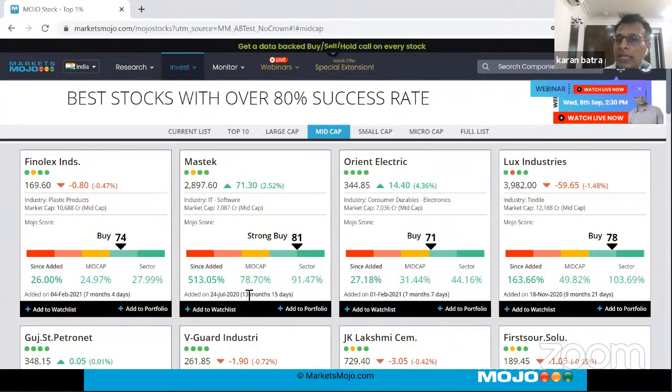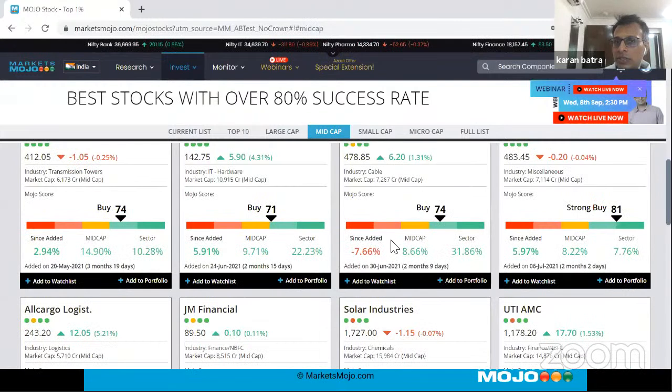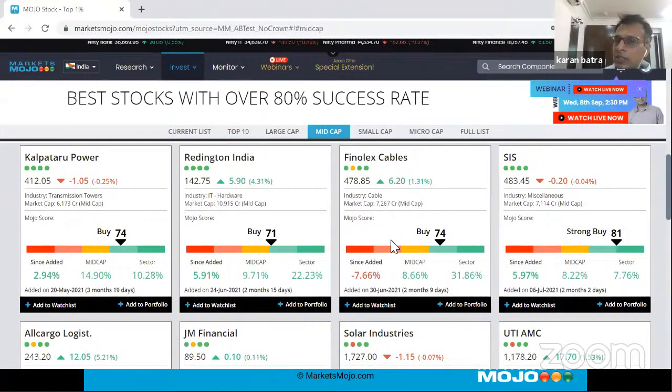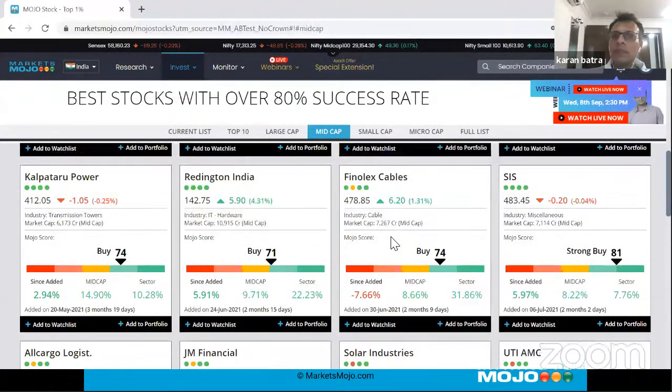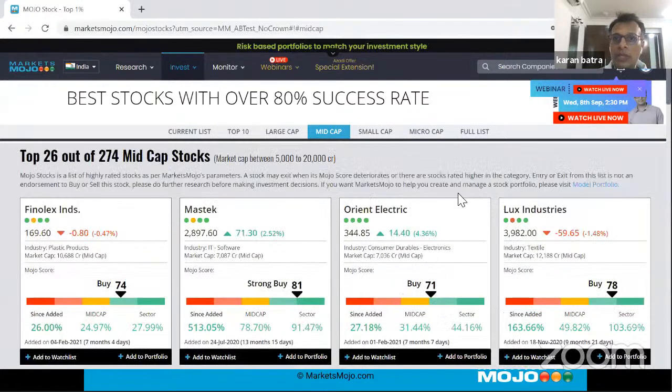Now this is completely transparent. The day the stock gets added to the Mojo stock list, we start tracking it for you and we'll give you the performance. If you go down, you might find a stock that has not performed. So it's completely transparent. The day the stock became a Mojo stock, we add it here and we start tracking its performance. When a stock becomes a Mojo stock or if there's any addition or deletion from the list, we alert you via emails, via mobile app notification, via this website notification here.